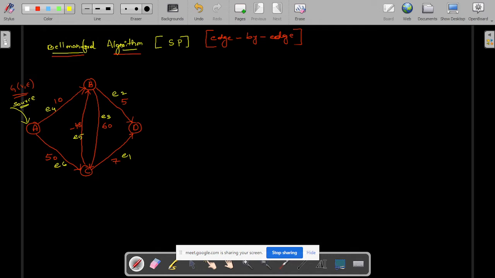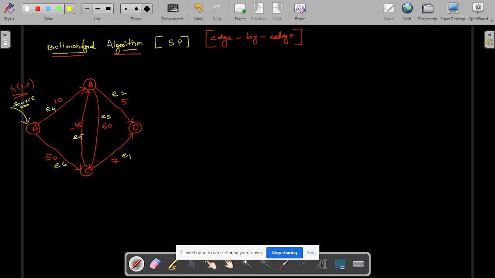Sir, what is the difference between the Bellman-Ford algorithm and Dijkstra's algorithm? Very simple. If you have a negative weight on an edge, you can see minus 48, this is a negative weight. Automatically it will understand that I cannot apply Dijkstra's algorithm, I can apply the Bellman-Ford algorithm. That is the meaning.